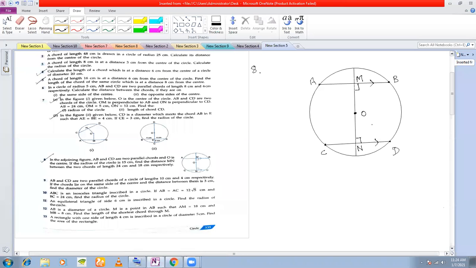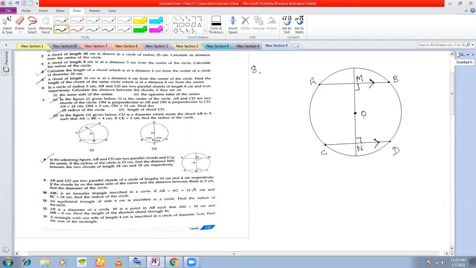So this is your diagram given. Let us just understand the diagram, what is given in the question. In the given figure, AB and CD are two parallel chords. So you can see these two parallel chords, AB and CD. The symbol for parallel lines I've already given. These two chords are parallel. And O is the center of the circle. So this O is given to you as the center of the circle.